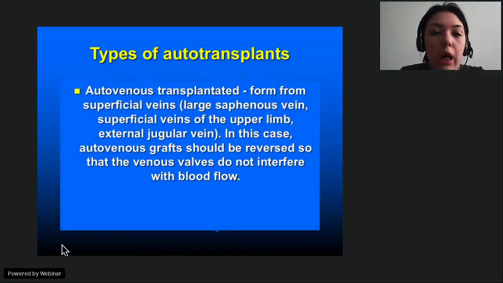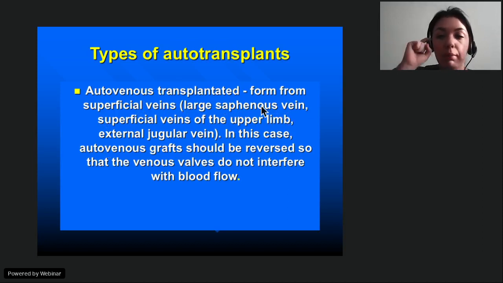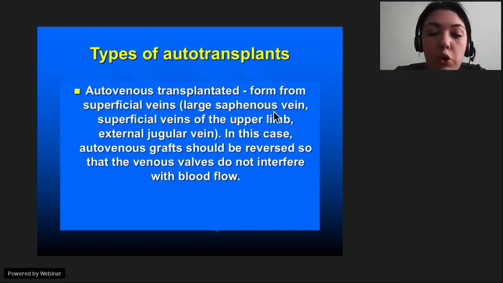Okay, so types of autotransplants. So there are auto-venous transplants. They are usually formed from superficial veins, like we use the greater saphenous vein, superficial veins of the upper limb, basilic and cephalic, yes, the external jugular vein. In this case, what we should remember, what we should be aware of, auto-venous grafts should be reversed so that the venous valves do not interfere with blood flow.